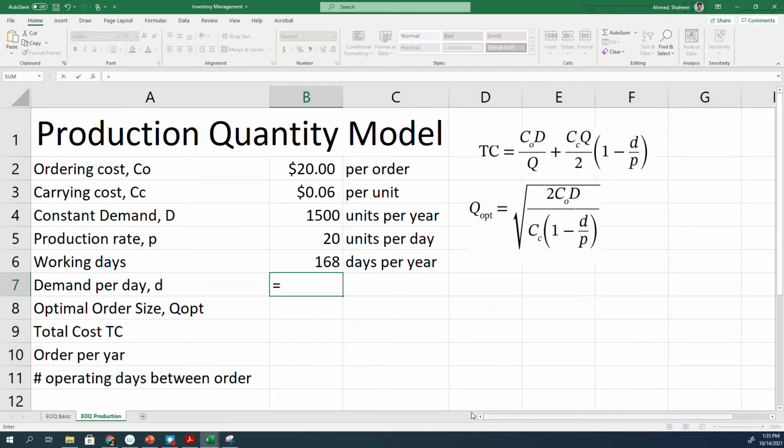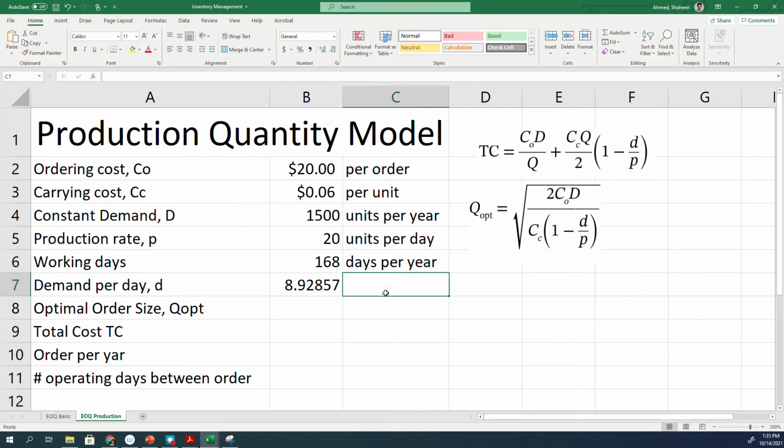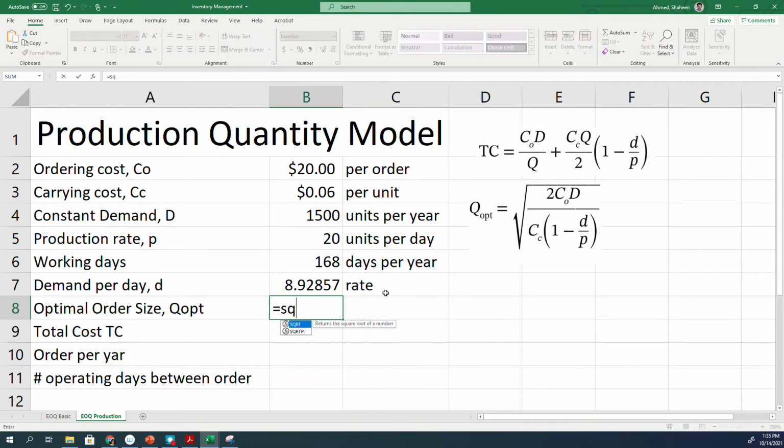For the demand per day, we have 1500 orders and we are operating 168 days, so that will be the demand rate per day. Then the optimum order size is simply the similar equation.